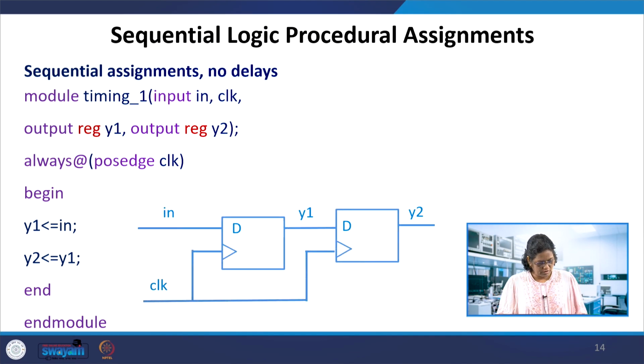Now if we look at the equivalent hardware of this code, the input is getting into the D flip-flop and that y1 is again getting into y2, so y1 will be passing to y2, and the change will be in the next clock edge. So it's forming a shift register.